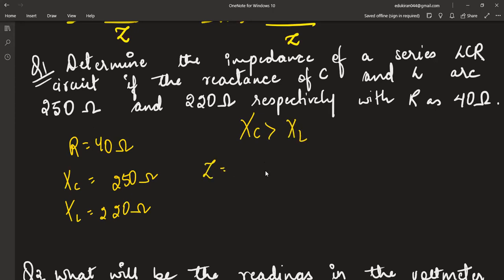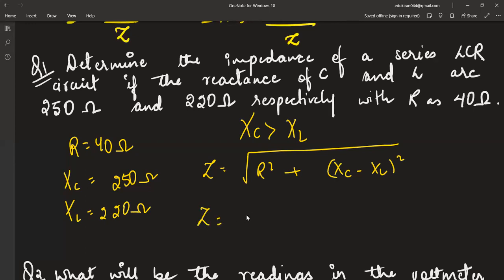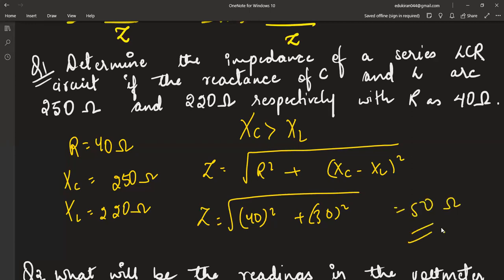So which formula will we use? Z is equal to the square root of R square plus (XC minus XL) whole square. So 40 square, and 250 minus 220 is 30. Okay, 50 is the answer then. 50 ohms will be the answer. Just write this down, then I'll discuss another topic, resonance, which I was mentioning. First, write it down.